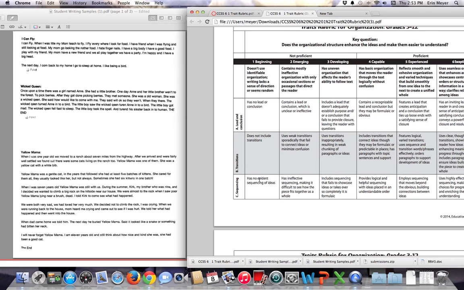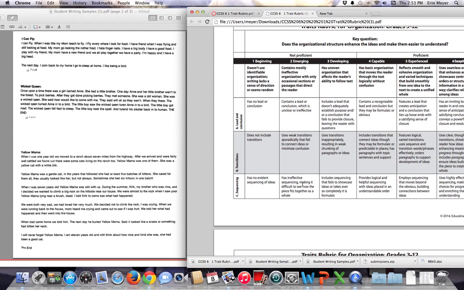Sequencing. Has ineffective sequencing, making it difficult to see how the piece fits together as a whole. I would also say that this receives a 2. When it starts out in the beginning, it tells me that this bird is looking for food, but then it says my mom goes looking for foods and random thoughts. I hate fingernails. I have a big body. I have good food. So it's really not connecting it very well.